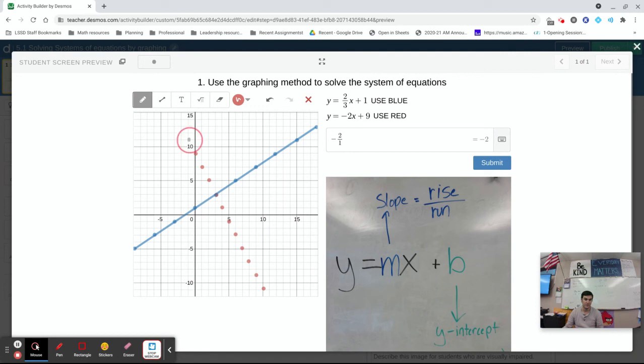Now I'm going to go the other direction. Continue the pattern. Up 2, backwards 1. Okay. Grab that line tool, stretch it out. Goes through my points.